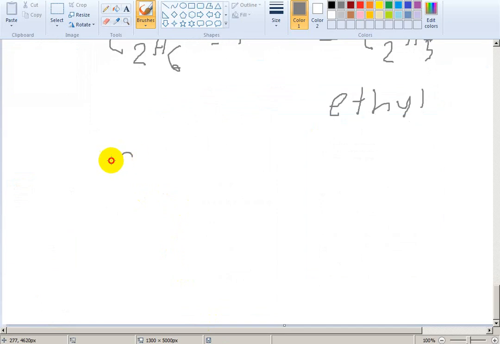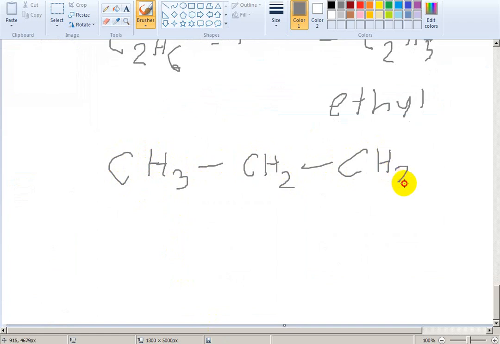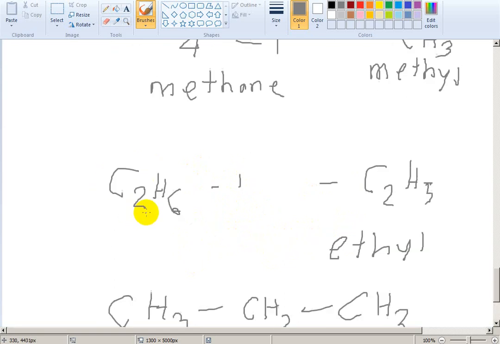Propane. Now this one is CH3, CH2, CH2, CH3. How many carbons? 1, 2, 3. So prop. In a chain, 3 carbons. This is an alkane, carbon single bond, so the suffix is ane. This is propane. Okay, next.